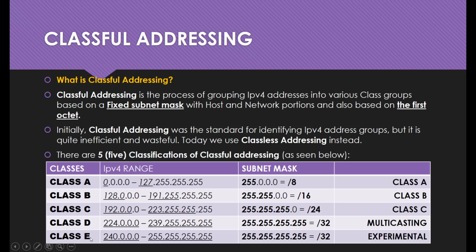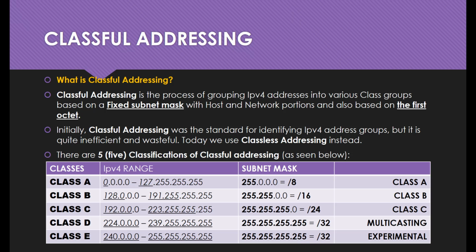And we have class D and class E, which are not usually assigned to devices. They are used for multicasting and experimental use, and the IP version 4 first octet ranges between 224 to 239 and 240 to 255, and we can see that all parts of the IP address are the network portion. That's why we have /32, which indicates that all the 32 bits are the network bits. So these are the 5 classes we have for IP version 4 addresses using classful addressing.